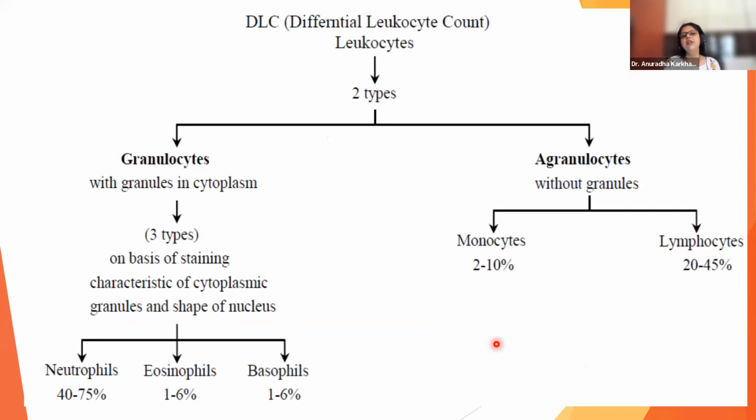The different leukocyte count. Two types, granulocytes and agranulocytes, with granules, without granules. Granulocytes are of three types on the basis of staining characteristics of cytoplasmic granules and shape of nucleus. We have got neutrophils, eosinophils, basophils in 45 to 75%, 1 to 6%, 1 to 6%. Agranulocytes are of two types, monocytes and lymphocytes, 2 to 10%, 20 to 45%. These things also we have done.